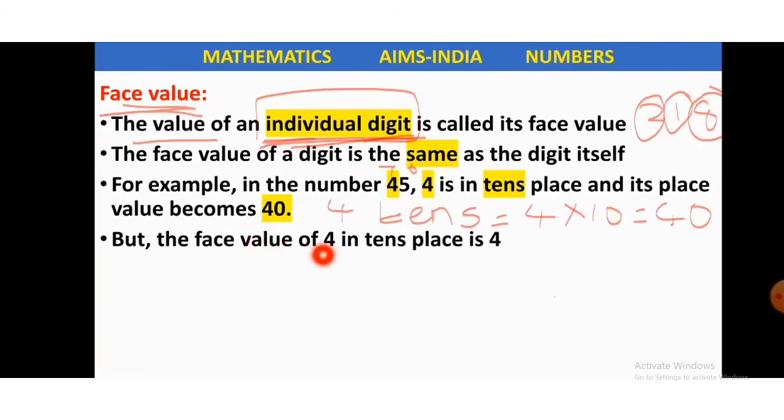See, the face value is also 4. Face value of 4, which is in tens place, is 4. Though 4 is in tens place, the face value of 4 will remain to be 4 only.